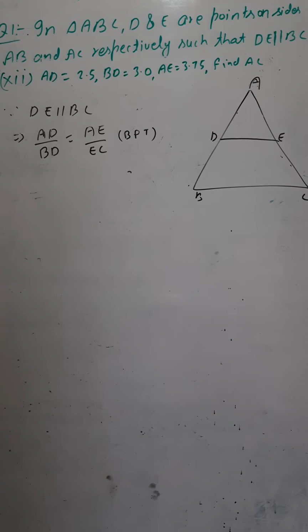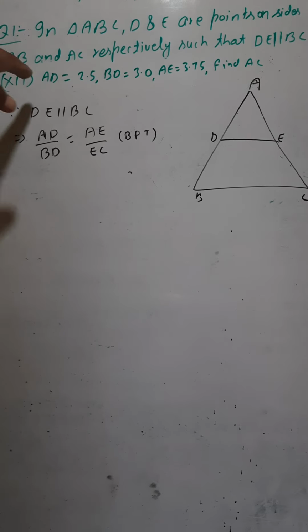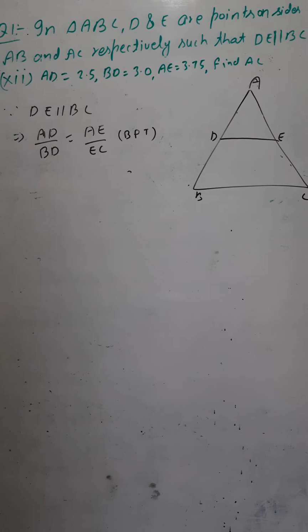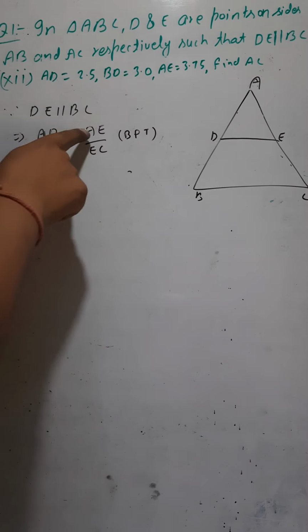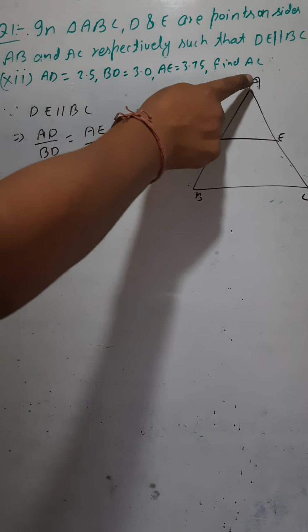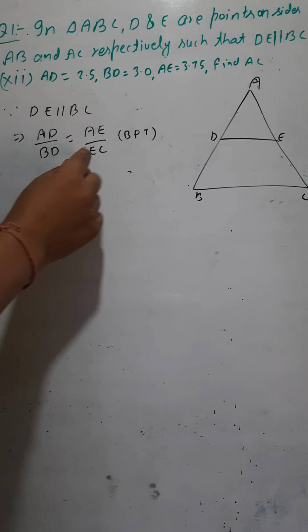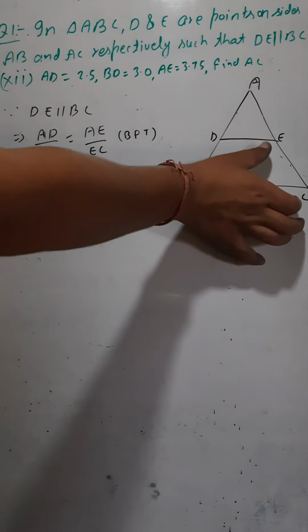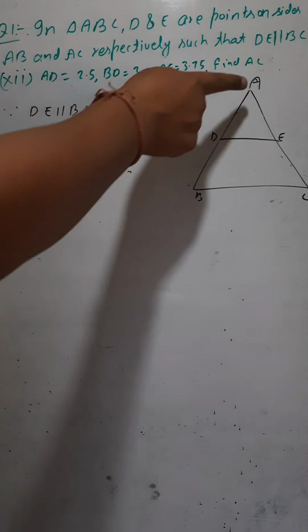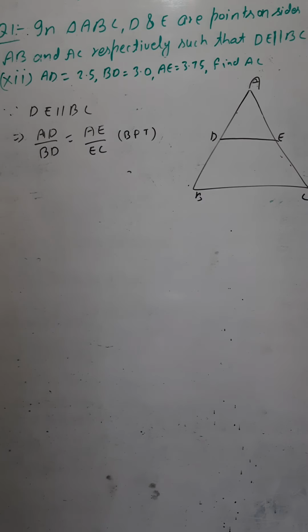Now here we have the 12th question. Question is AD is 2.5 centimeter. BD is 3.0 centimeter. AE is 3.75 centimeter. You have to find out AC, complete AC. So before finding out complete AC, we would find out EC using this BPT. After getting the value of EC, then EC and AE we would add, and then we would get the value of AC from here. Yes or not? Just try to solve it yourself.